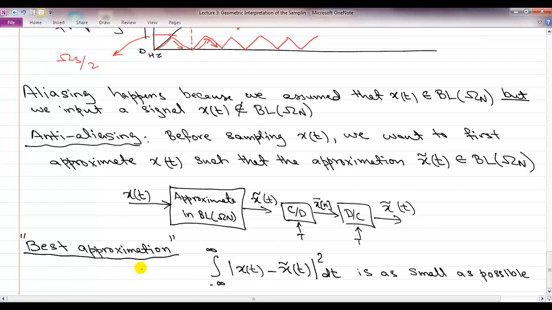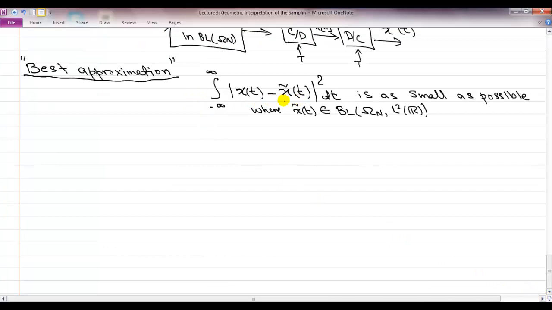Where the constraint is, of course, you can make this 0 by picking x tilde of t to be equal to x of t, right? But that is not possible because the constraint is that x tilde of t has to belong to the class of band-limited signals. So it's not possible to make this 0 unless x of t itself is a band-limited signal. We cannot make it 0. But let's try to figure out what's the smallest possible that we can make it.